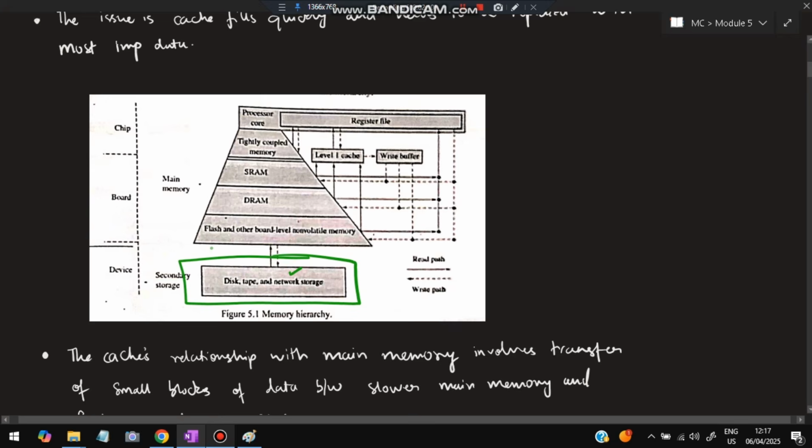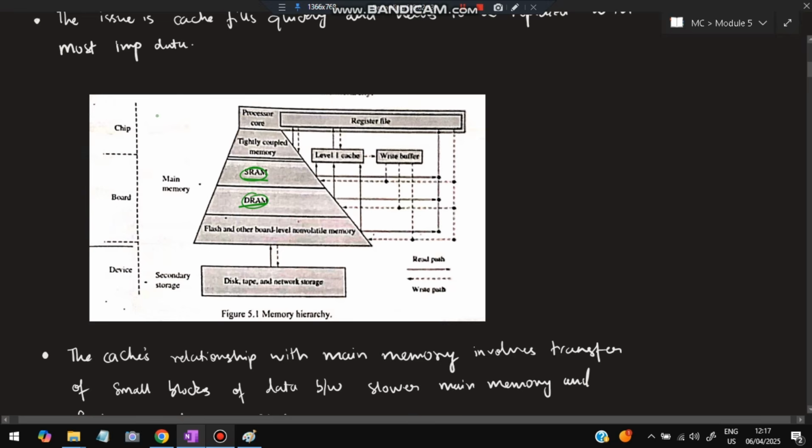Now coming up, we have the main memory, in which the daily data which we require will be stored. Okay, it can be stored in flash or other board-level non-volatile memory. Non-volatile means when we close the system, it should not go off. Volatile means it will be deleted after we close the system. Non-volatile means it will not be deleted. So that is in the main memory, and we have two types of main memory: DRAM and SRAM. SRAM is static RAM and DRAM is dynamic RAM. Okay, the configuration difference is there, and one of them is better than the other. SRAM is faster than DRAM.